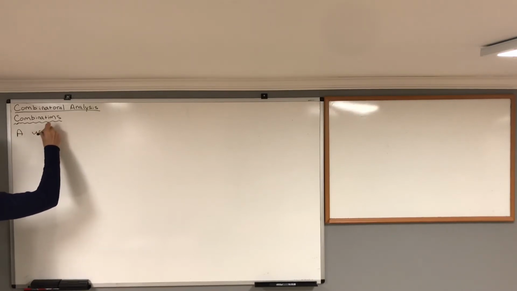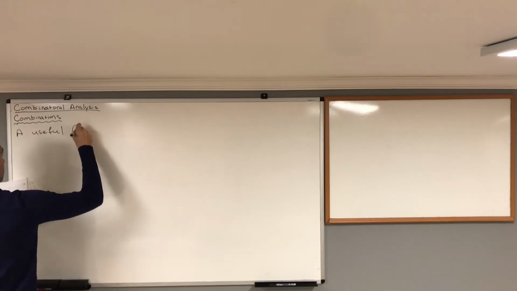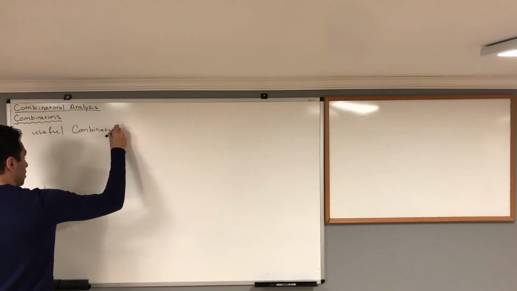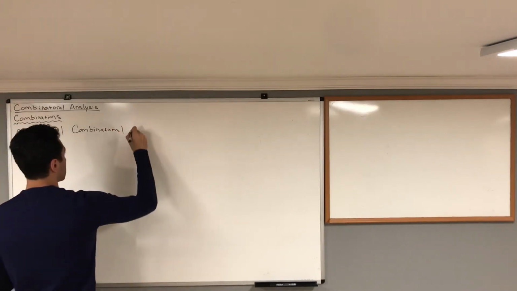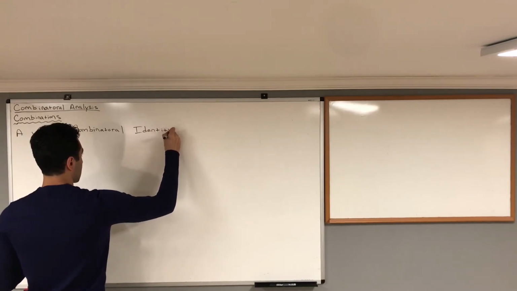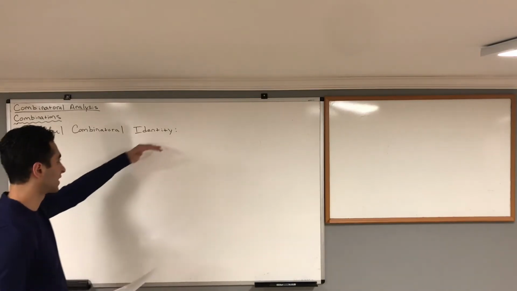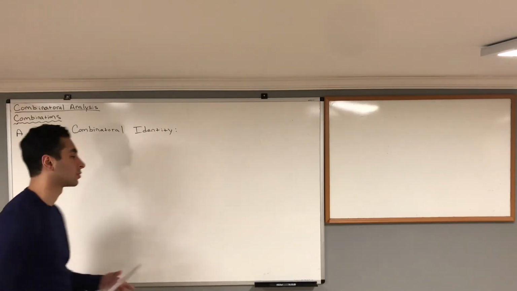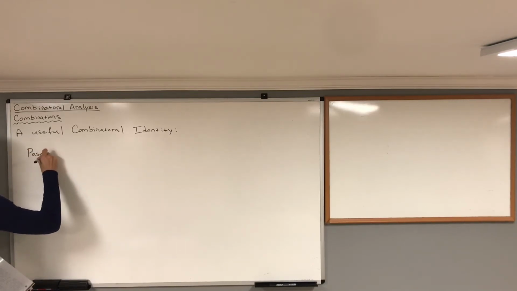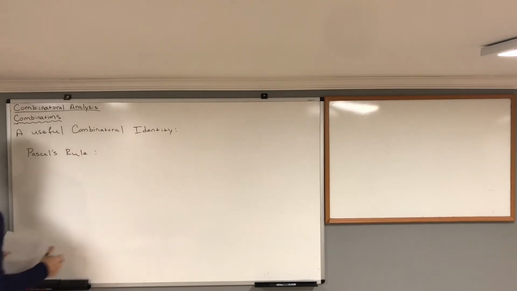A useful combinatorial identity. And this identity is called Pascal's rule. Okay? Pascal's rule. And this is what he came up with.